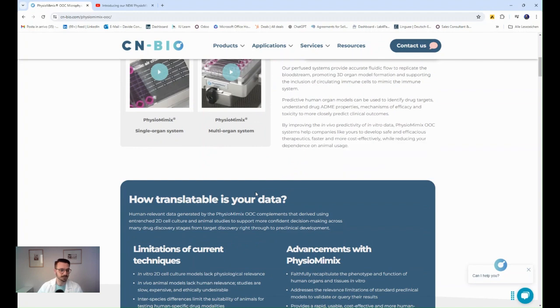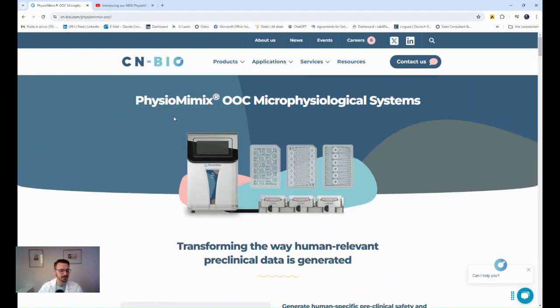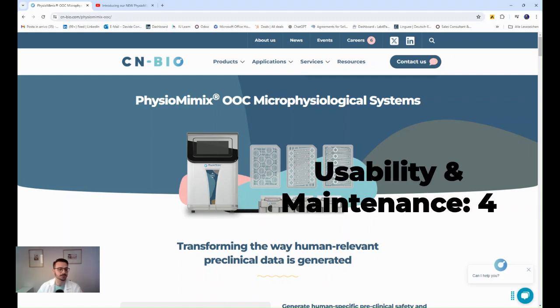In terms of usability and maintenance, this is also quite good. So if you look at the device itself, it's managing different plates. It has a quite nice, simple interface. And it's also quite intuitive. They have a really good support, apparently. And so it's really easy to implement the device. For this, we will give it a 4.